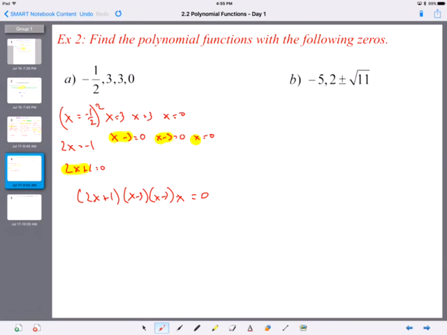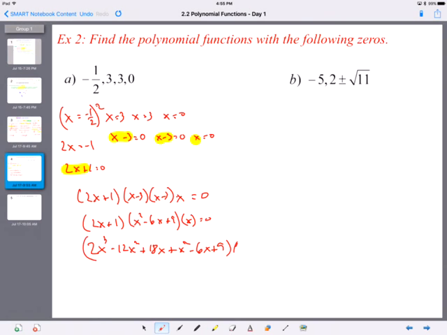So I'm going to multiply the x minus 3. That 2x plus 1, x minus 3 squared would be x squared minus 6x plus 9 times x. I'm going to multiply the binomial and the trinomial, so that'll give me 2x cubed minus 12x squared plus 18x plus 1x squared minus 6x plus 9.